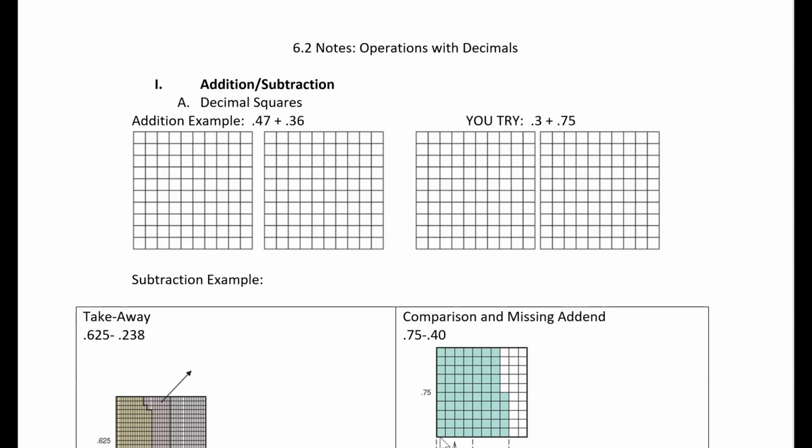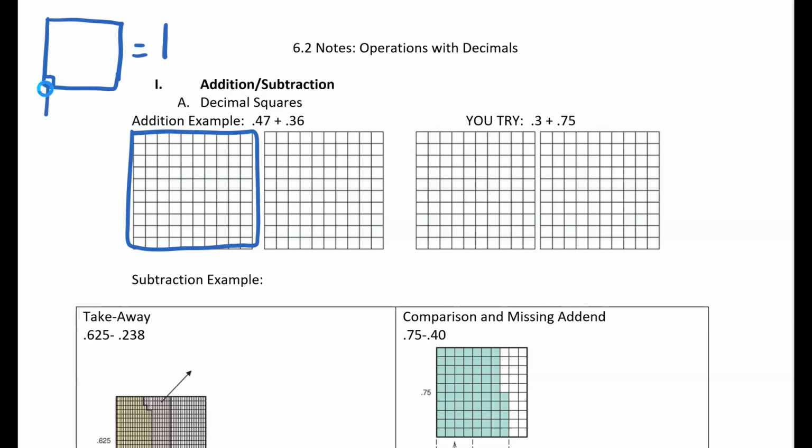So let's start with addition. We're going to revisit the decimal square, and just to review, the larger square is equal to 1. So this entire square, that's equal to 1. And one of the little smaller squares on the inside, there's 100 of them in this picture, would be 1/100th. Okay, so let's think about what 0.47 would look like on a decimal square.